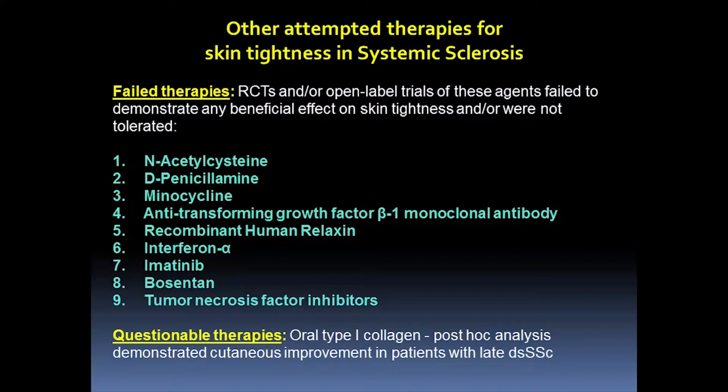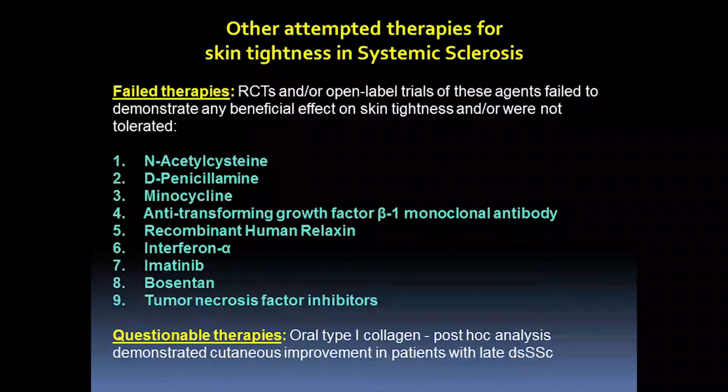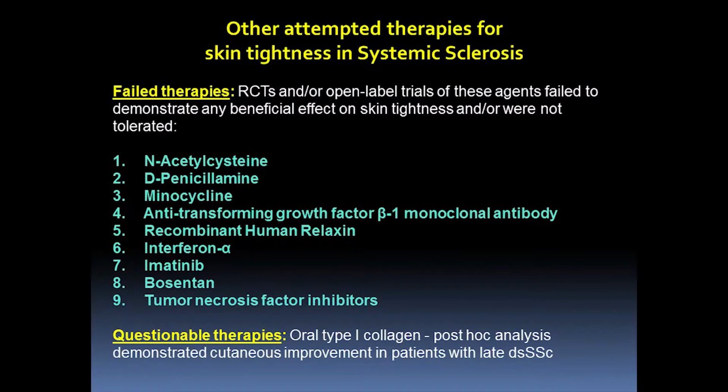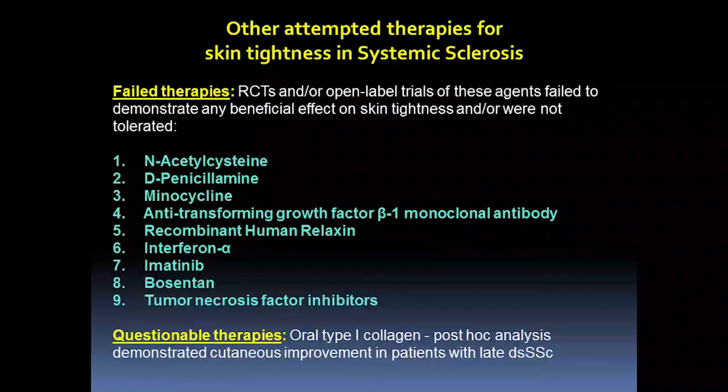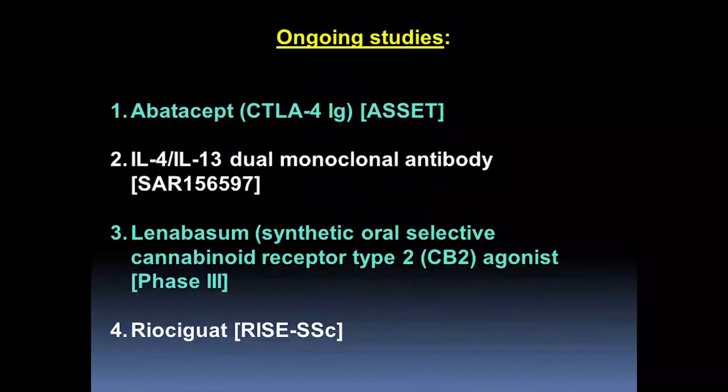We have a long list of agents that have been tried over the years, and I'm not going to read them out. Then this is the oral type 1 collagen oral tolerance study that was published a few years ago by Postlethwaite et al. Post-hoc analysis demonstrated cutaneous improvement, interestingly, in the late patients, not in the early patients. These are some other ongoing studies.